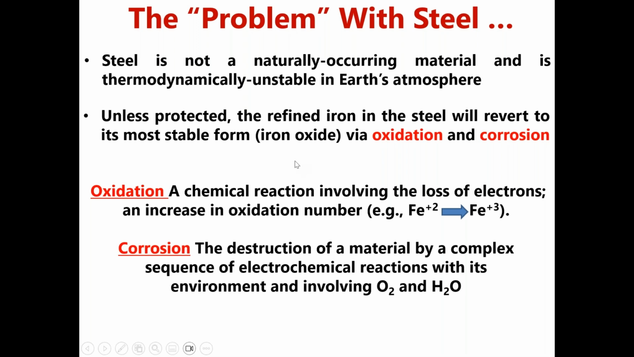Corrosion, on the other hand, refers to a complex sequence of reactions, electrochemical in nature, between the element and its environment that involve oxygen and water. So now we go back to the idea that steel is unstable in Earth's atmosphere, which is in direct contact with the Earth's surface, and it's loaded with oxygen and water, and that's why steel will try to revert back to its native, more stable state.